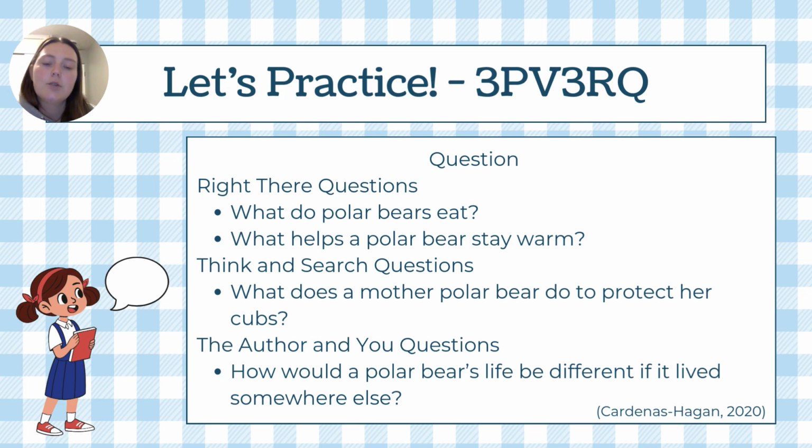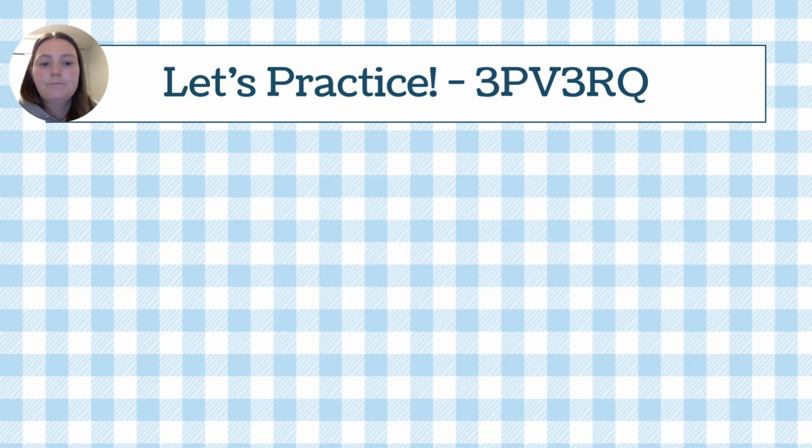And then the next kind of question would be a think and search question. Cardenas-Hagen describes this as a kind of question where the answer is kind of in multiple places, and the students need to connect those ideas to formulate a response. So for our story, that would be, what does a mother polar bear do to protect her cubs? Then the last kind of question is the most complex, referred to as the author and you question. So it's taking into account what the author states about the topic and what you infer about the topic. So how would a polar bear's life be different if it lived in a different place? That would be an example of an author and you question.